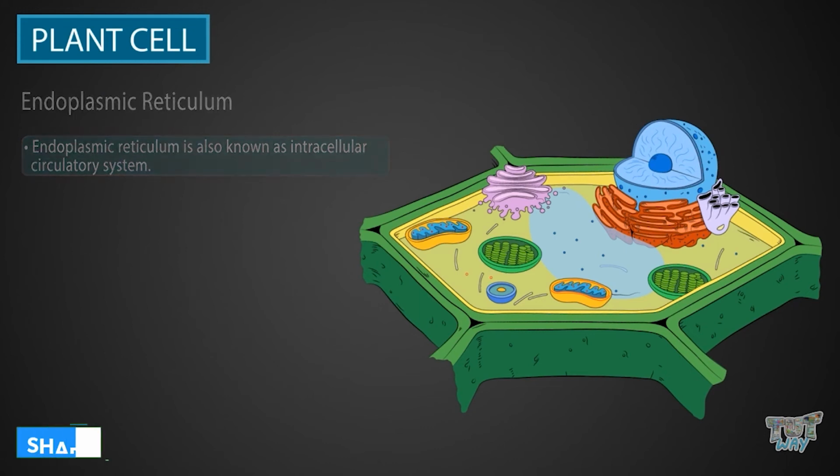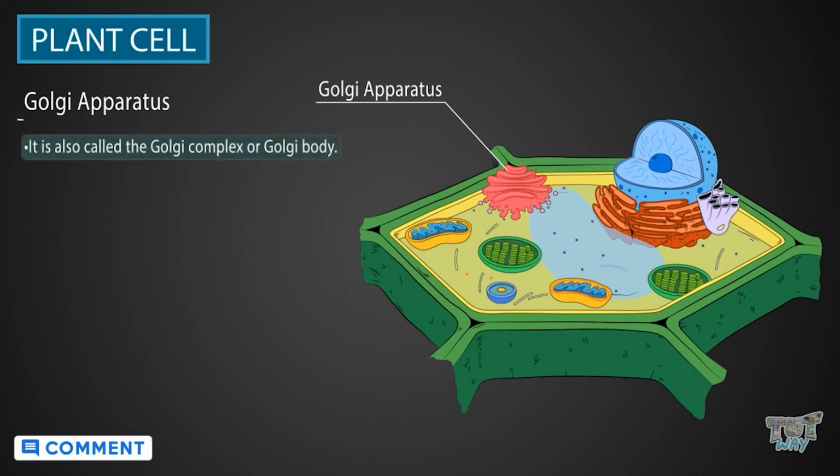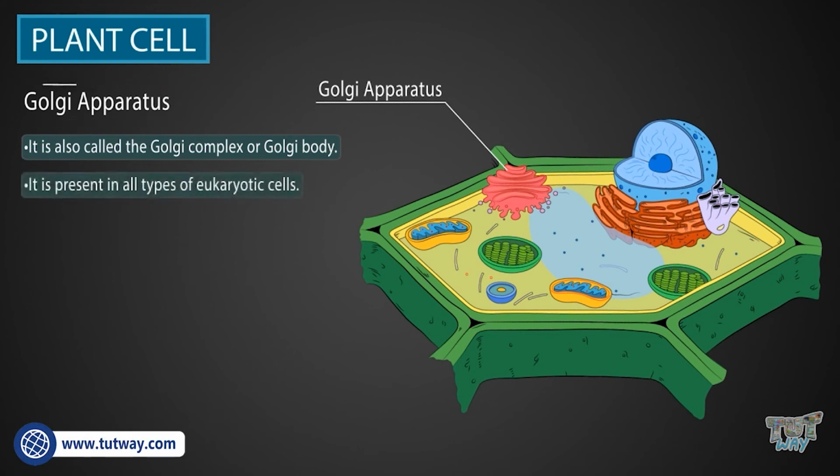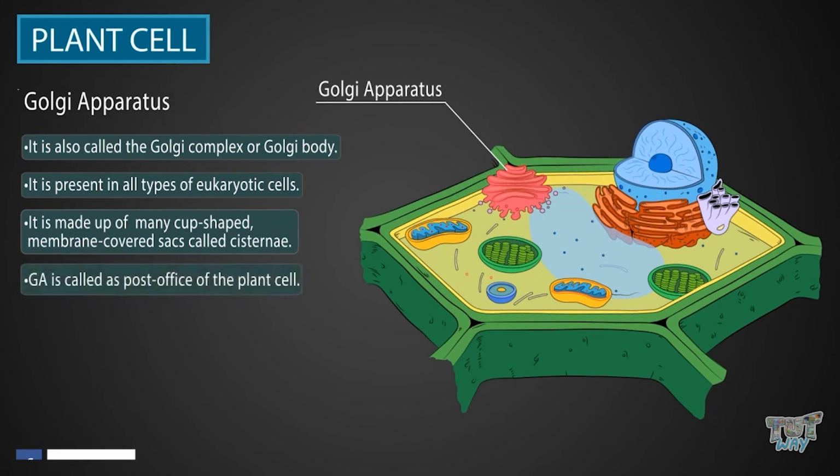Next part of the plant cell is the Golgi apparatus, or the GA. It is also sometimes called the Golgi complex or Golgi body. It is present in all types of eukaryotic cells. GA is made up of many cup-shaped membrane-covered sacs called cisternae. GA is called the post office of the plant cell.